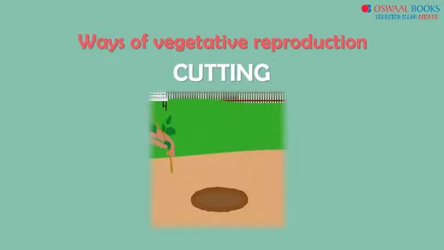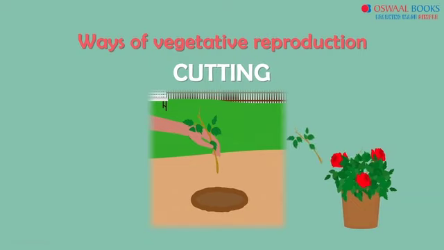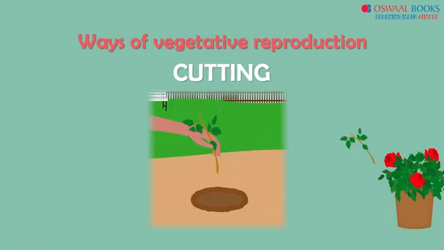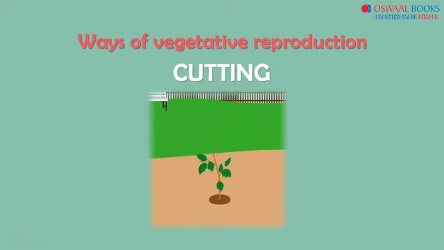The most basic way of vegetative propagation is the process of cutting. A part of the plant is cut and placed in the soil. But one must take care to see that there are at least a few buds present on the cutting. Once this cutting is placed in the moist soil or manure, it will grow roots and shoots of its own, and eventually a new plant will be formed.